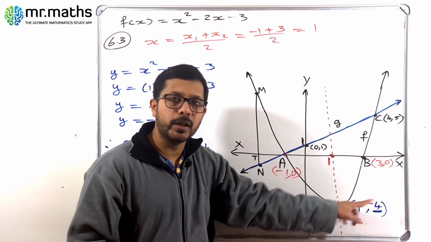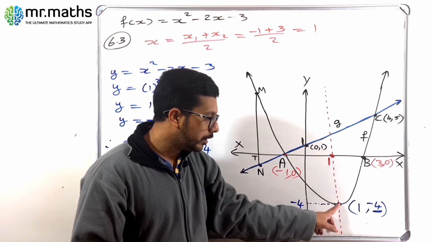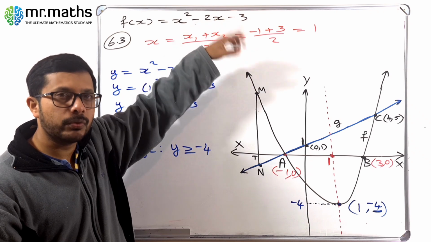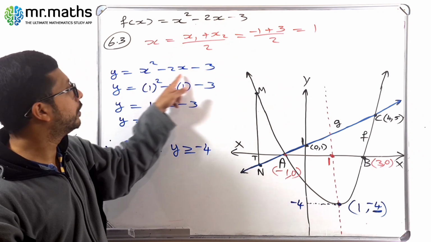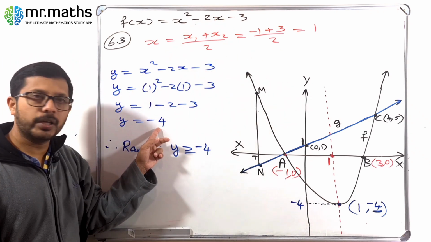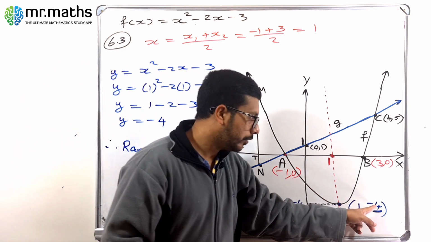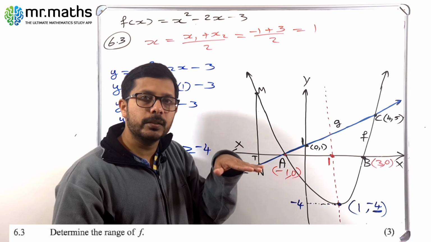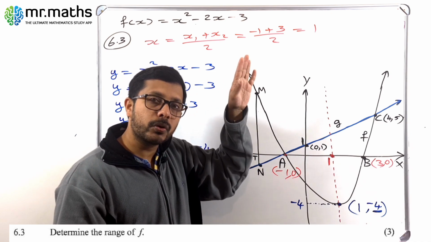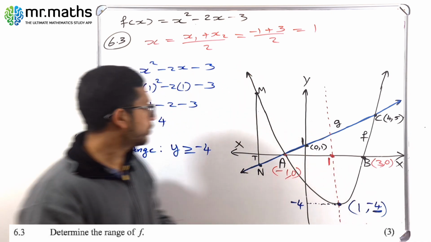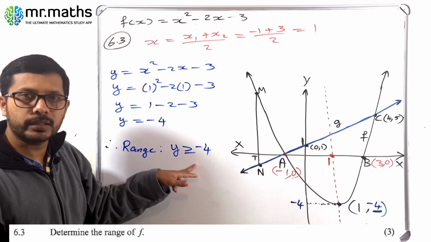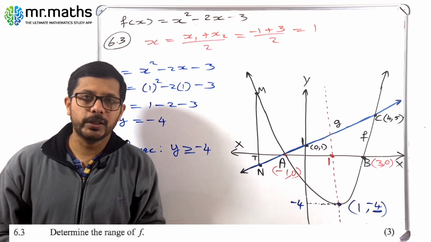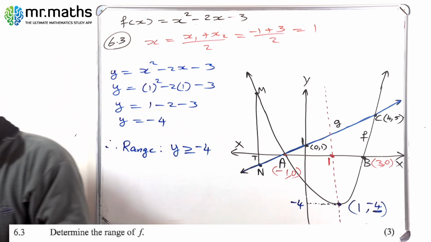Now how can I find the y value? We know the equation of the graph, so we substitute the value of x as 1 in that equation. Then we get the y value of that turning point, that is minus 4. Once we know the y value of the turning point, we can say that y greater than or equal to minus 4 is the range. That is question number 6.3, and let's go to 6.4.